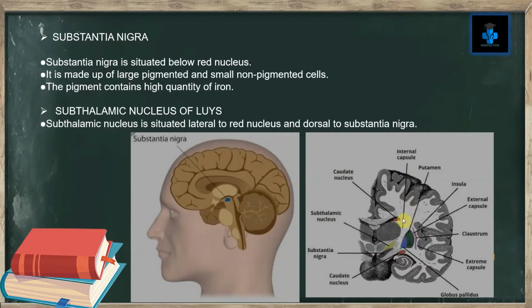This right here is the internal capsule. This is the putamen. This is the globus pallidus. This is the caudate nucleus. This one here is the substantia nigra.